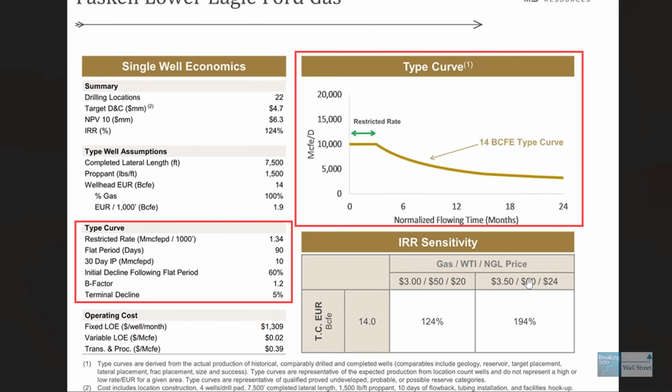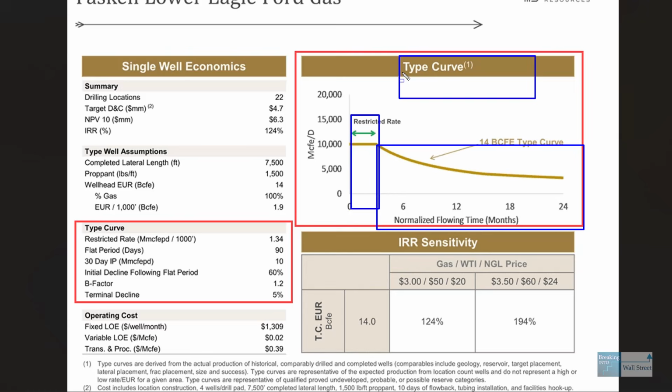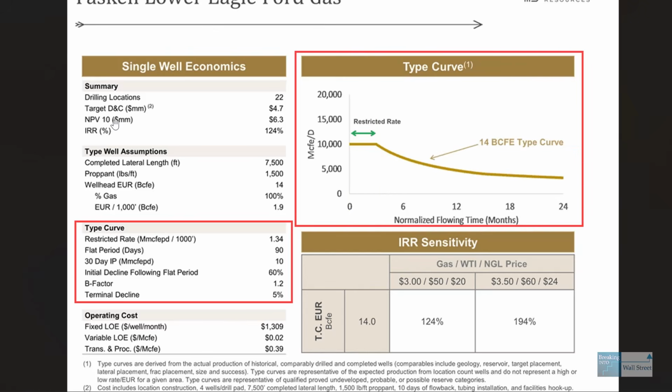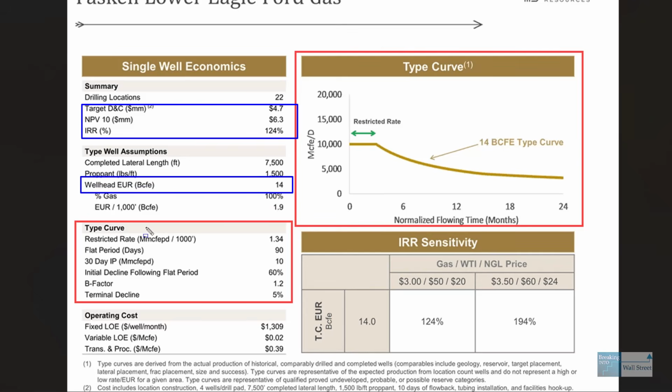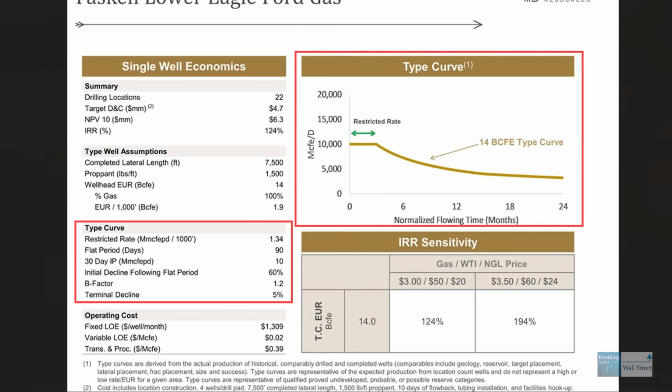This is from this company Silverbow Resources. They have a type curve right here and they show you the daily production over roughly the first 3 months, the first 90 days, and then they show you how that daily production declines over the first 24 months. And then they give all these other parameters here, such as the target D&C, the NPV10, the EUR or estimated ultimate recovery, and they list a lot of other variables and assumptions right here. So this is a real world example of a type curve.